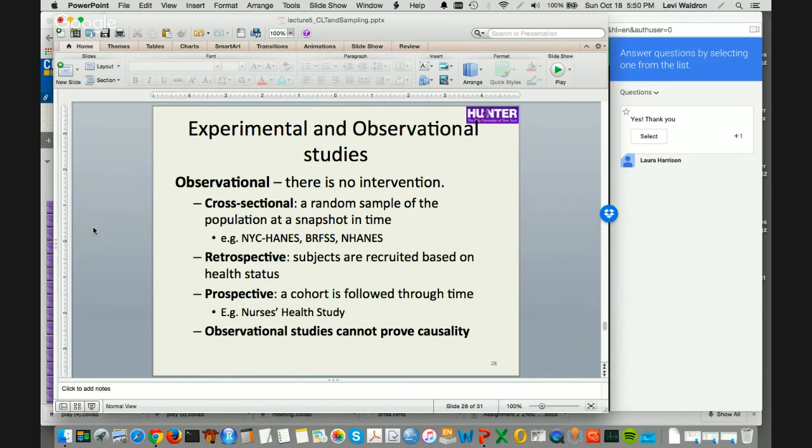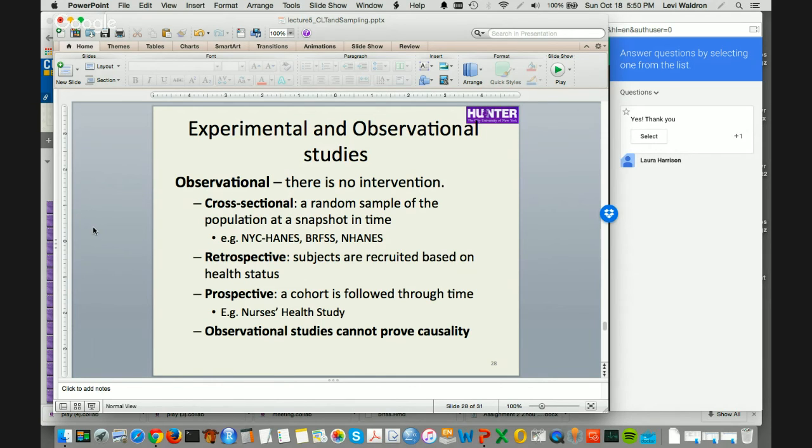There are several types of these. The cross-sectional observational study is a random sample of a population at a given snapshot in time. And there are some very important studies of this type, such as the New York City Health and Nutrition Examination Study, the Behavioral Risk Factor Surveillance Study, and the National Health and Nutrition Examination Study. So in these, in the year of the study, a random sample of the population is chosen, and the individuals chosen are followed up with questionnaires, with health studies, etc.